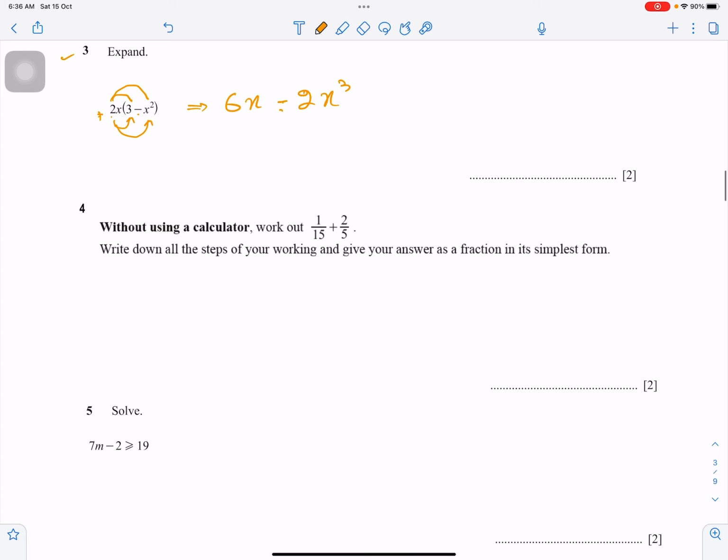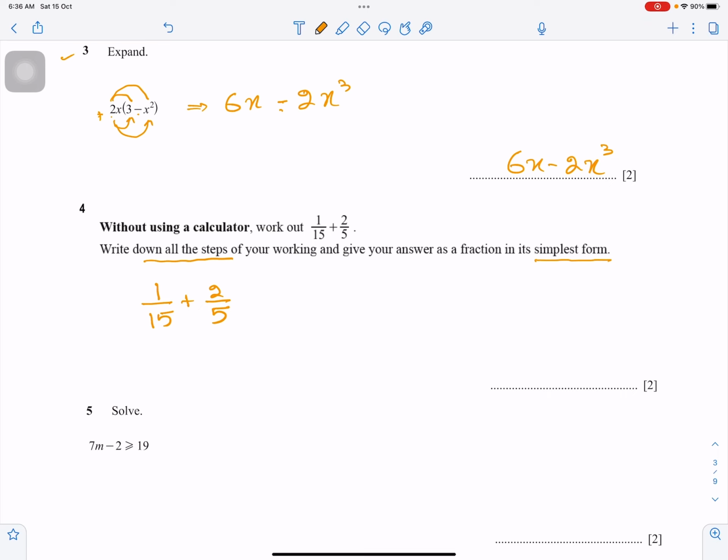Now without a calculator, you will write here 6x minus 2x cubed. Don't forget to write the final answer in the space provided to you. Now you have to work it out and write it in the simplest form. Please read the question always carefully. Simplest form means if it could cancel, you will cancel, right? And the question is saying write down all steps. So basically you have to show here the multiplication.